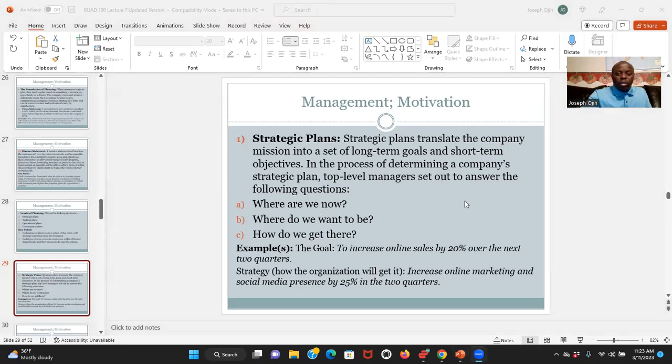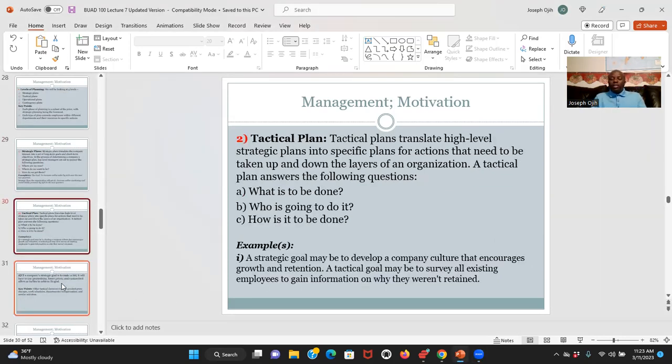So which leads us to the next one, which is tactical plans. Okay. Now, the main questions that the tactical plan answers are as follows: what is to be done? Who is going to do it? How is it to be done? So in other words, what the tactical plan does is translate high-level strategic plans into specific plans for action that need to be taken up and down the layers of the organization. So I'll give you an example here.